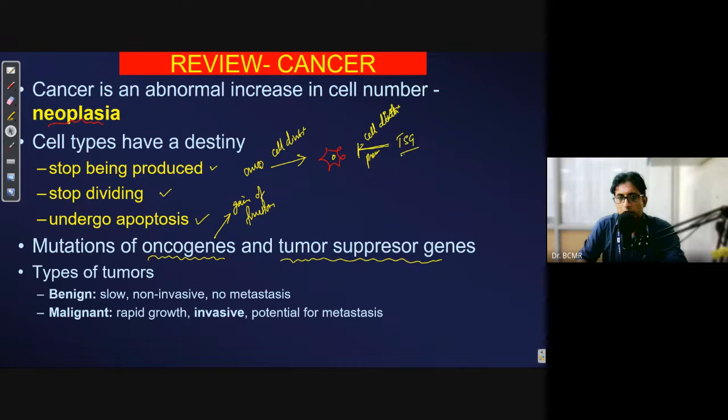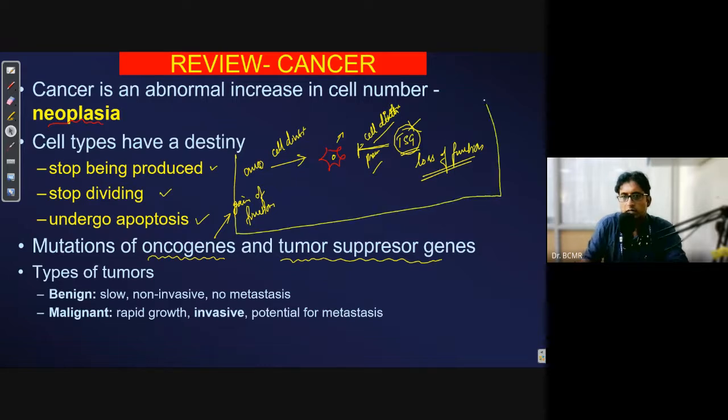So if there is a loss of function in these, a mutation because of which these will not be working, then cell division is not prevented, and the cell keeps on dividing. This is one way of how you can look at cancer, at the level of genes: oncogenes and tumor suppressor genes.